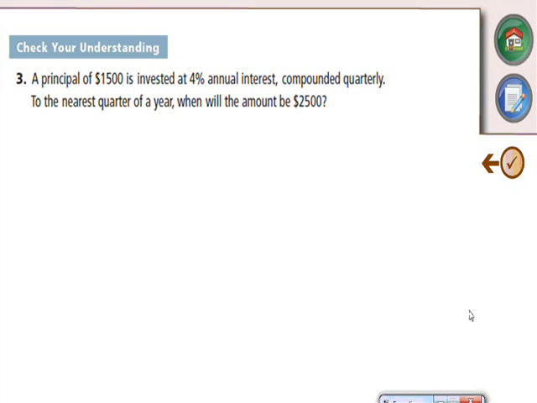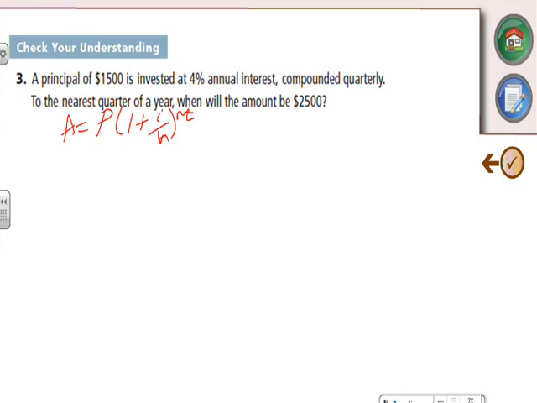So we've got a principal of $1,500 invested at 4% annual interest, compounded quarterly. Not too bad. To the nearest quarter of a year, when will we get $2,500? Well, first of all, start with your formula. A equals, and you can use A0, that's original amount, or P, either one works, times 1 plus i over n, to the exponent of nt. And that's an n and a t together there.